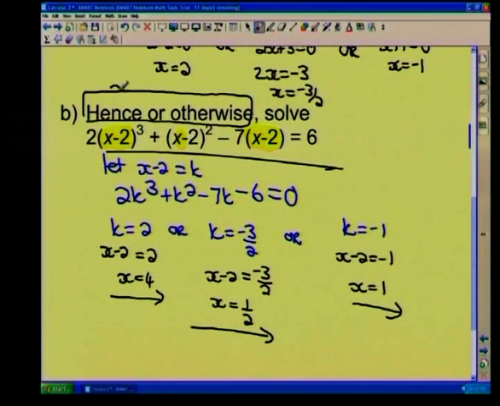But the hence or otherwise is our giveaway. Why are they using that word? Well, they're using that word because that's how you're going to do it. Otherwise, why would they bother to write hence or otherwise? It's a hint that you need to go back and use it. All right, let's move on now.